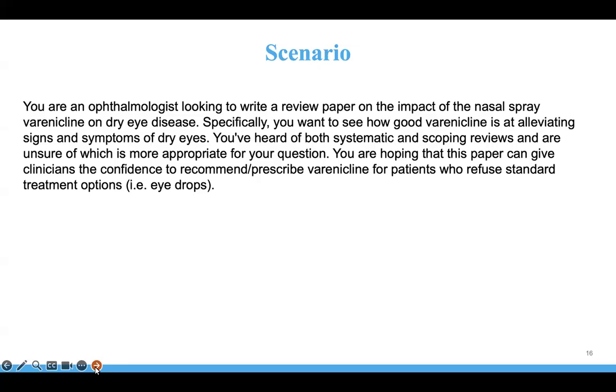So going straight into our example here, it says, you are an ophthalmologist looking to write a review paper on the impact of the nasal spray varenicline on dry eye disease. Specifically, you want to see how good varenicline is at alleviating signs and symptoms of dry eyes. You've heard of both systematic and scoping reviews and are unsure of which is more appropriate for your question. You're hoping that this paper can give clinicians the confidence to recommend or prescribe varenicline for patients who refuse standard treatment options, for example, eye drops.